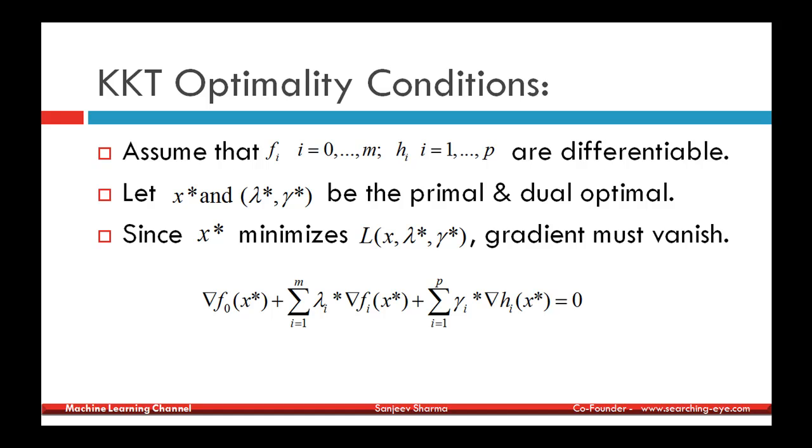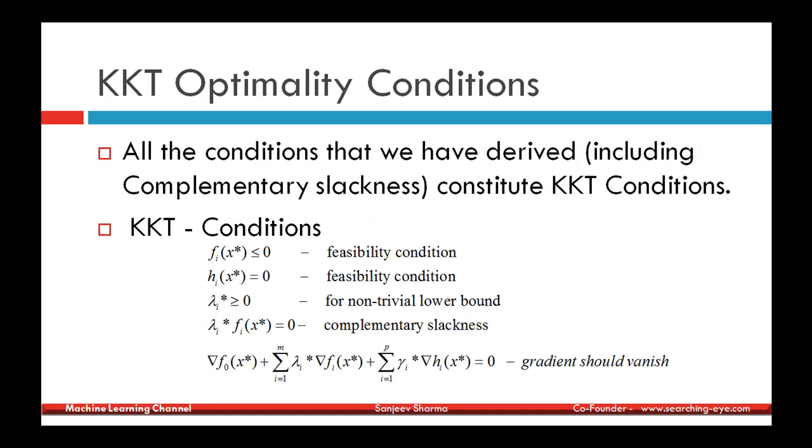Since x star minimizes the Lagrangian function L of x, lambda star, gamma star, the gradient with respect to x star should vanish, whether the problem is convex or non-convex, or a general nonlinear optimization problem. For the global optimal value or the local optimal value, the gradient should vanish. If the problem is convex, then we have a unique solution, stating all the conditions that we have derived, including the complementary slackness. We can constitute the KKT conditions. So here are the KKT conditions.